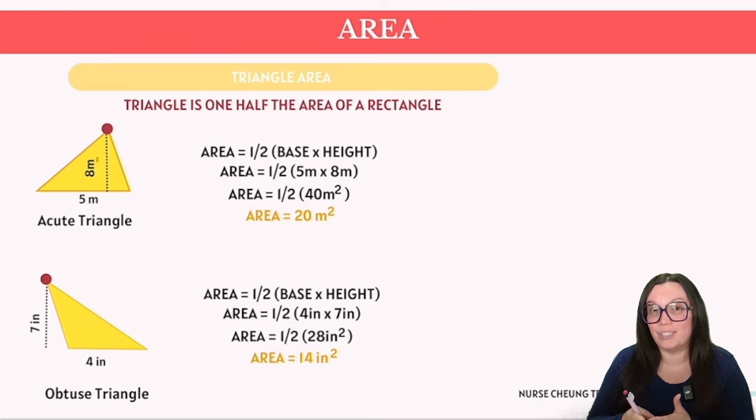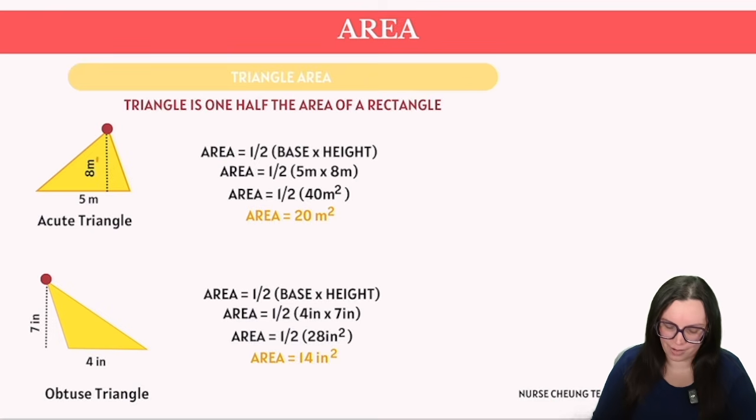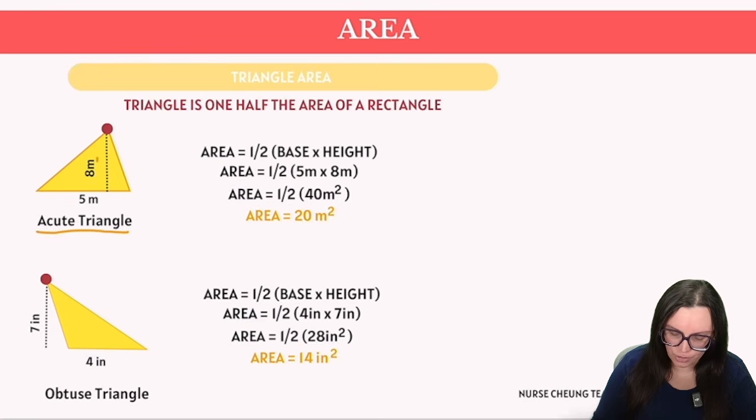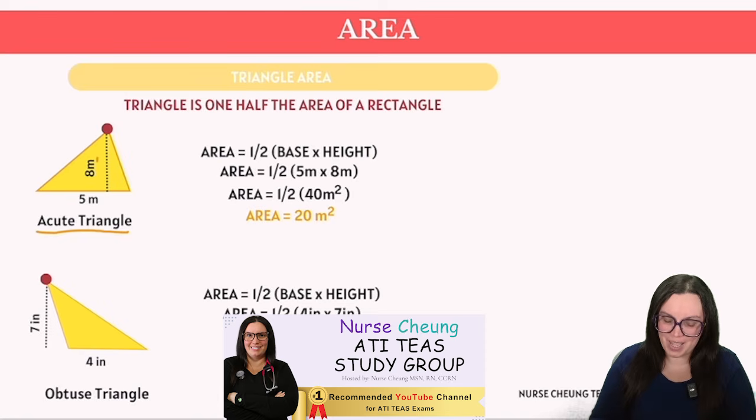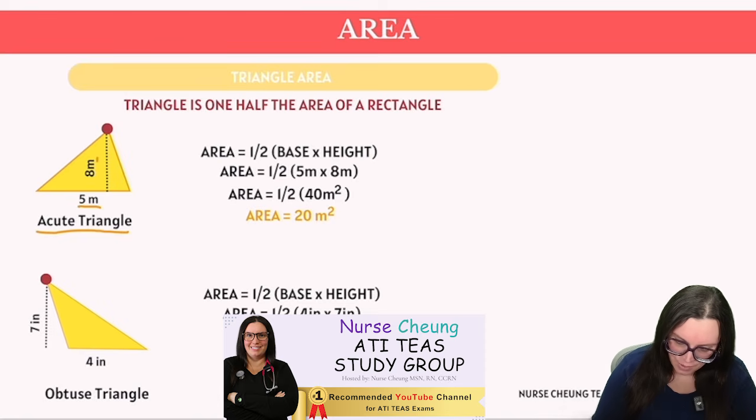Let's take a look at a couple different examples when it comes to triangles. We're going to start off with our acute triangle. So as we know, our acute triangle formula is going to be 1/2 times our base times our height, because as we know, any triangle is basically 1/2 of a rectangle. So we have our base is equal to 5 meters and our height is equal to 8 meters. We're just going to go ahead and plug and play.